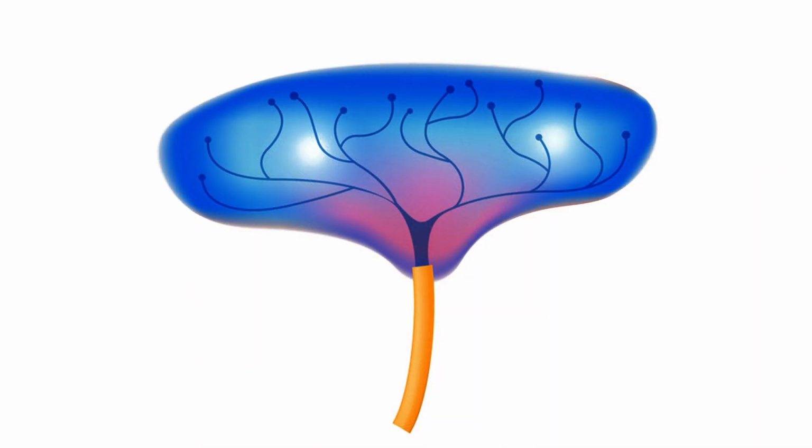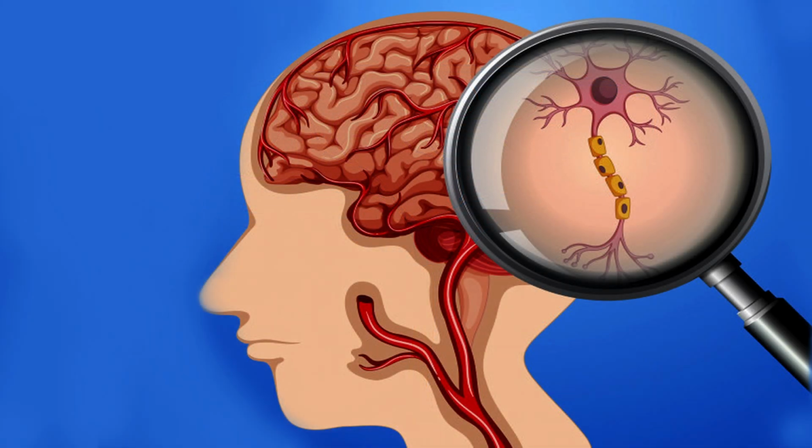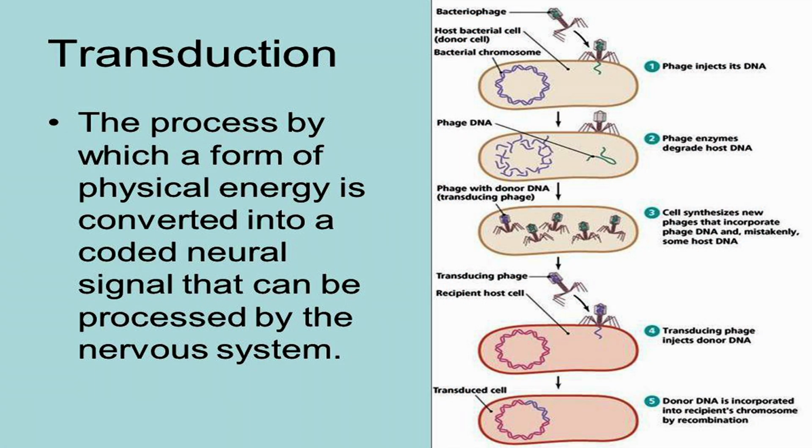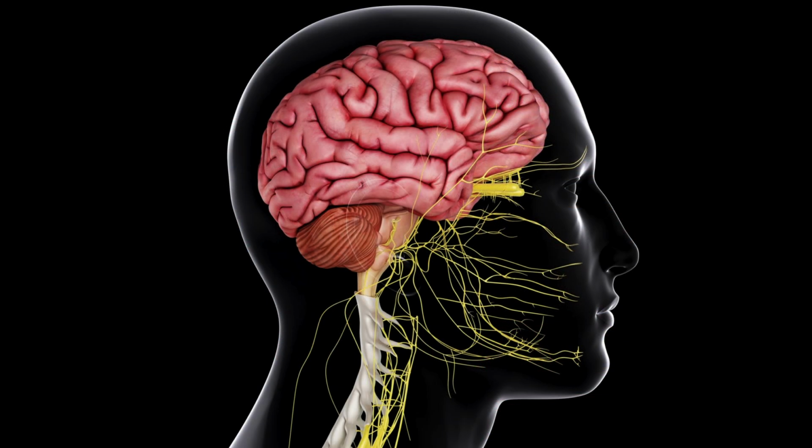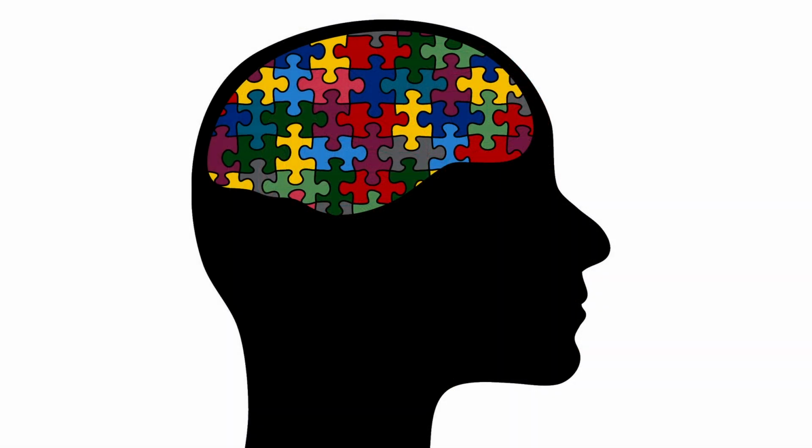Sensory receptors convert these different forms of physical energy into electrical impulses that are transmitted via neurons to the brain. The process by which a form of physical energy is converted into a coded neural signal that can be processed by the nervous system is called transduction. These neural signals are sent to the brain, where the perceptual processes of organizing and interpreting the coded messages occur.